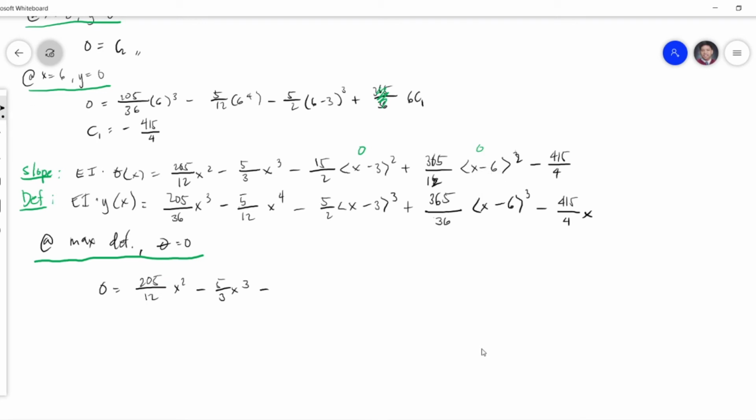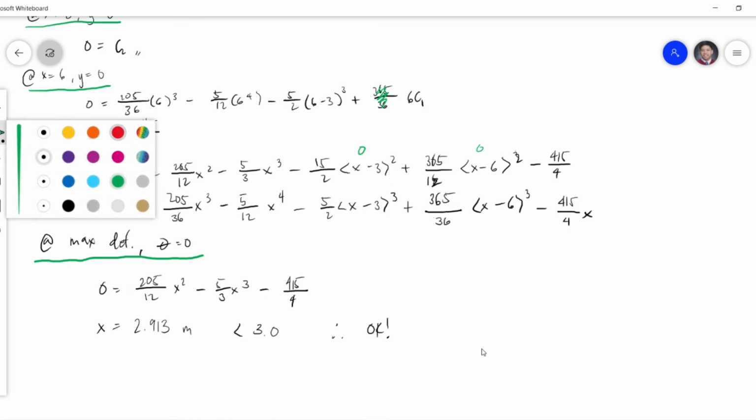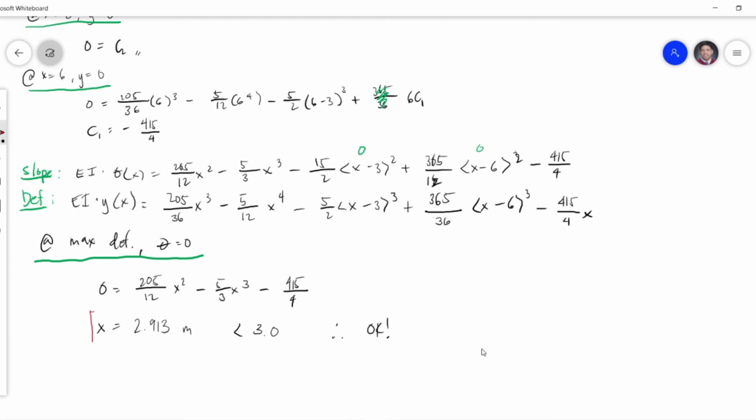So, diretso tayo with negative 415 over 4. Now, solving this, okay, so nakuha natin x equals 2.913 meters. Ang assumption natin, less than 3 siya. So, na-satisfy niya yun. Ibig sabihin correct. Ibig sabihin tama yung assumption natin na hindi siya aabot ng 3 meters yung maximum deflection. So, ito na yung sagot natin for item 1. Mag-o-occur ang ating maximum deflection at 2.9 meters from the left support.